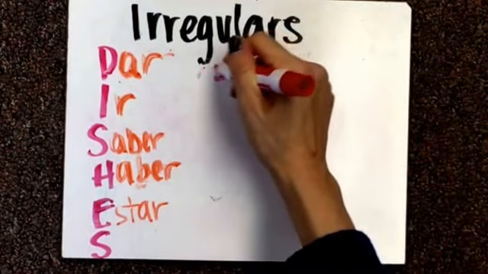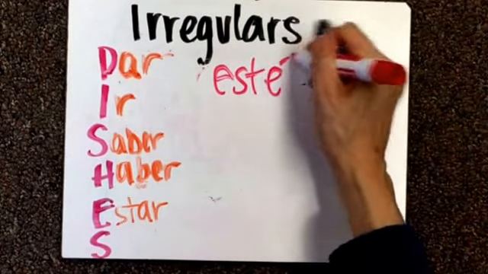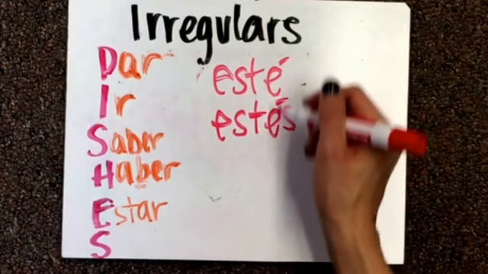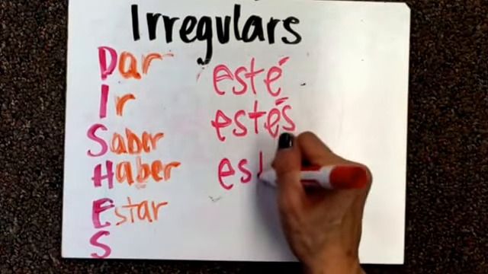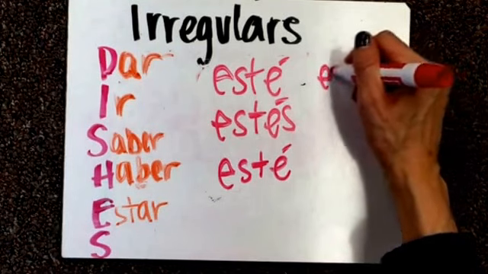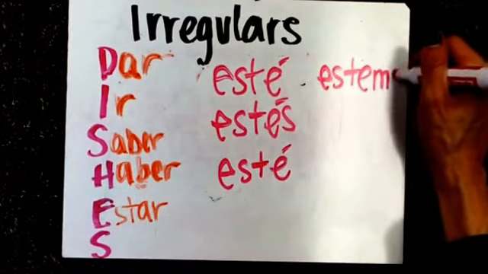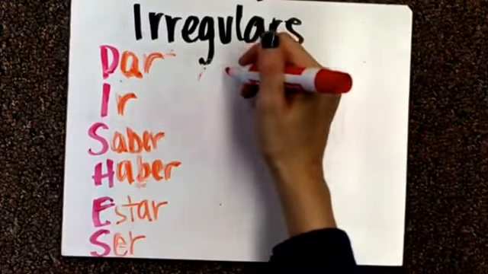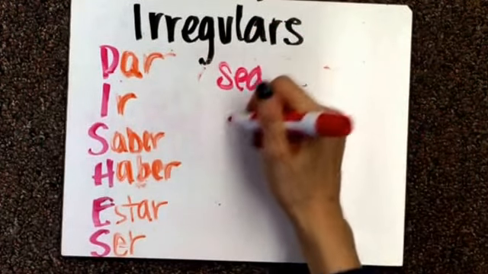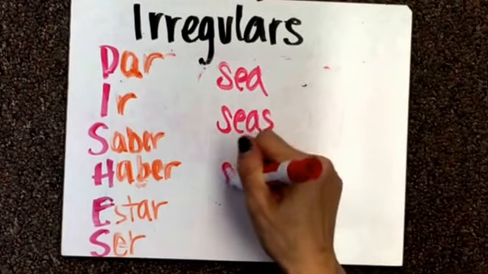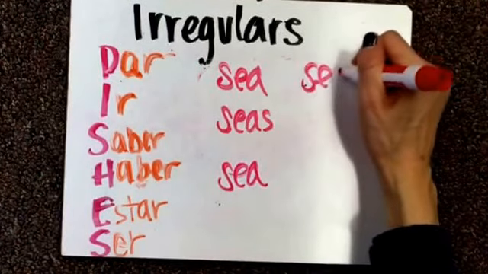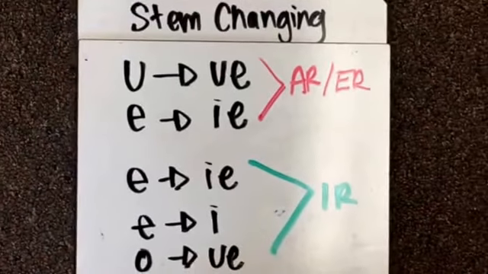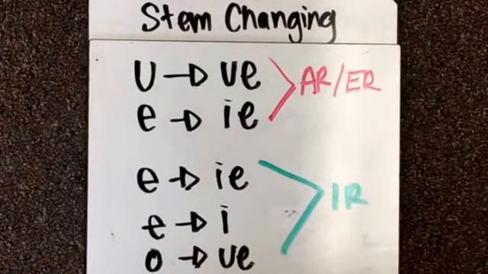Estar is again like the command form, and it's important that you pay attention to the accents. So we've got esté, estés, esté, estemos, no accent, and estén. Again, like the command form, ser is sea, seas, sea, seamos, and sean.